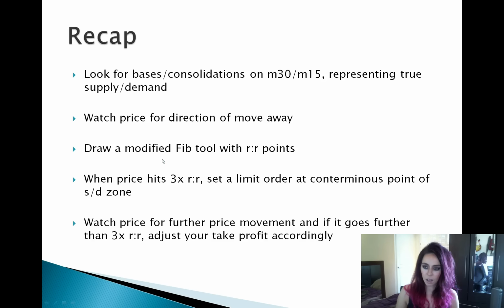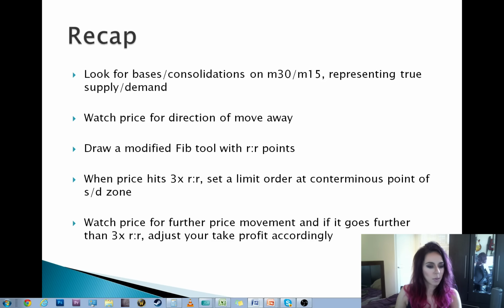Okay? And again, let's recap. Once more, everyone, we look for bases and consolidations on M30 and M15, which represent true supply and demand. Again, I wrote a blog about this a while ago, and you can find it on my main website in the blog section. You don't need a password for that. It's an open page for everyone.